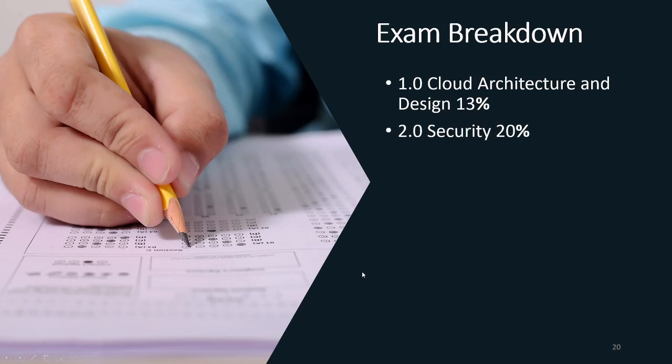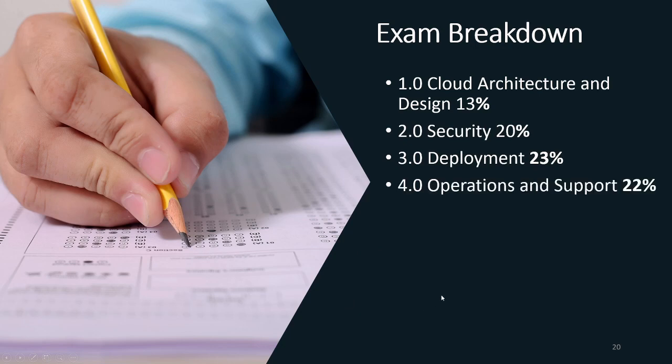So this is the breakdown of the domains: 13% for cloud architecture and design, 20% for security, 23% for deployment, 22% for operations and support, and 22% for troubleshooting. So you can't ignore any one domain. They're all roughly equally weighted except for the first one, for a total of 100%.